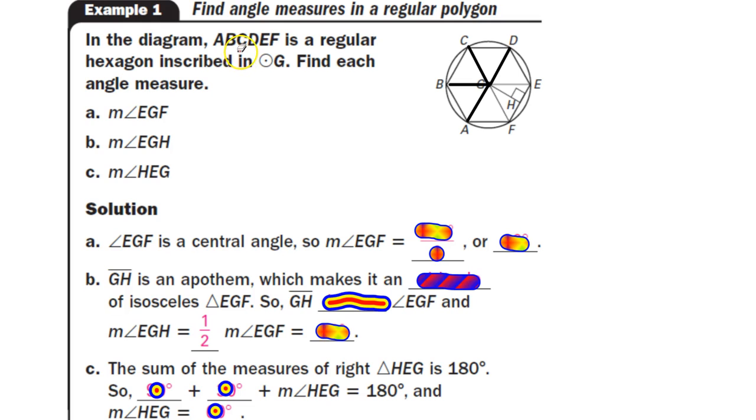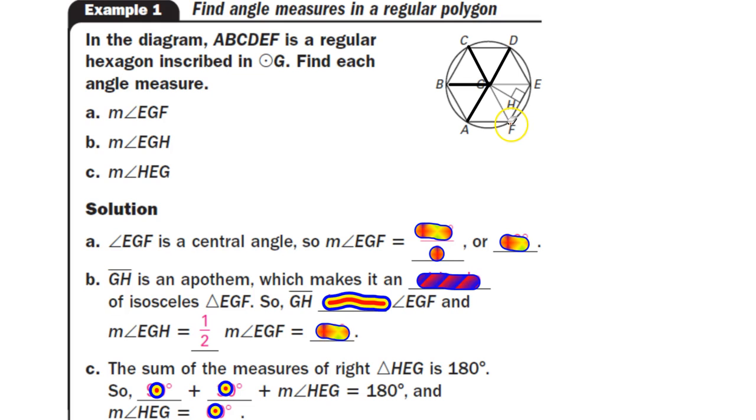So in the diagram, we've got A, B, C, D, E, F. It's a regular hexagon, and so they're just giving us one little easy step at a time how to use this formula. One of the things we're going to need to do to find the area of a regular polygon is understand some angle relationships. So that's what we're doing here. So for example, what's the measure of angle EGF?